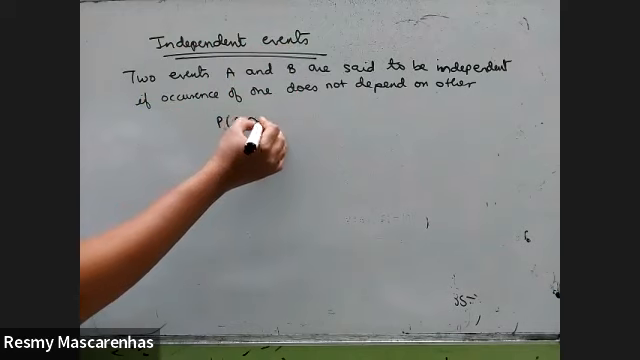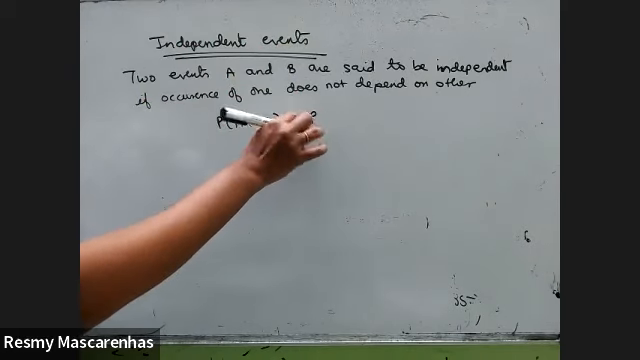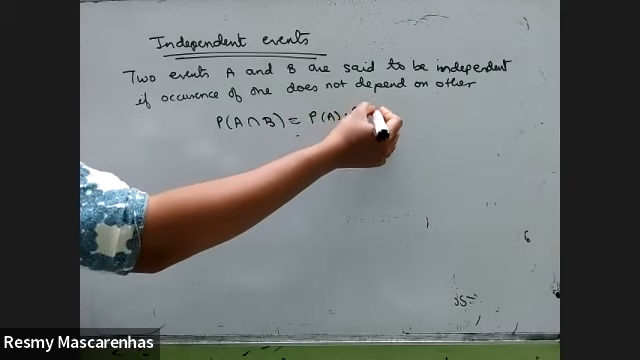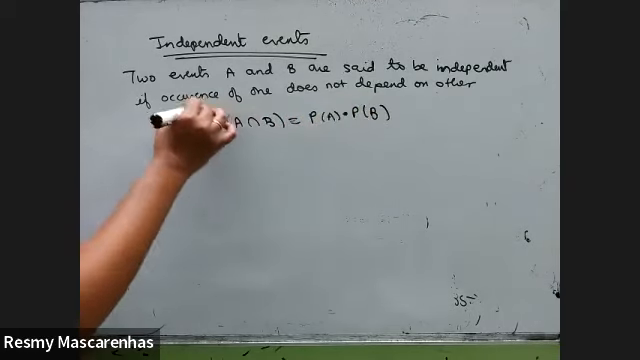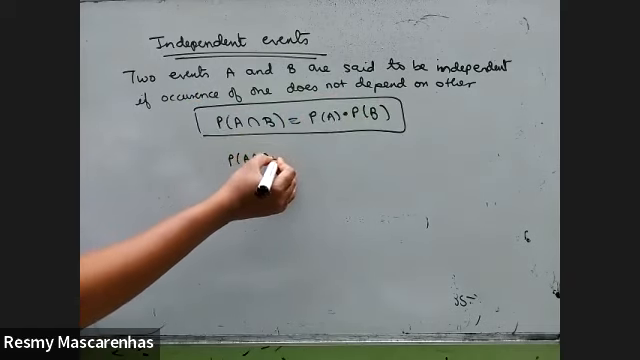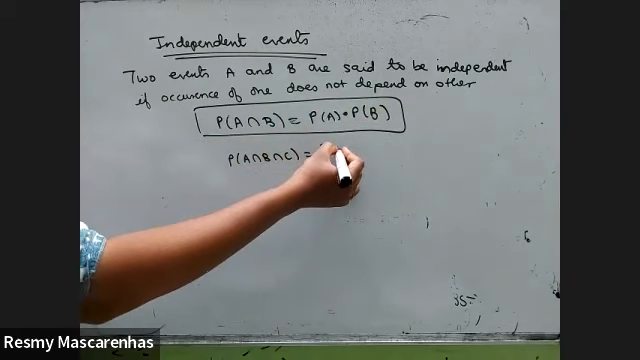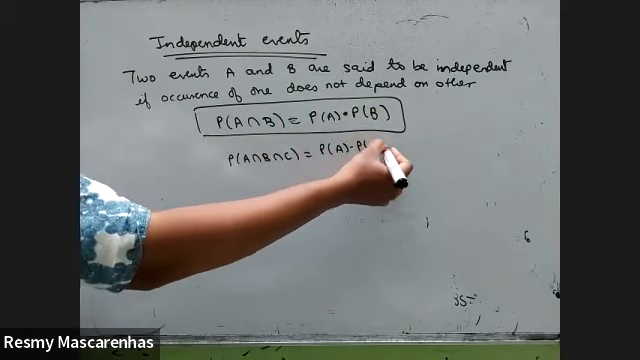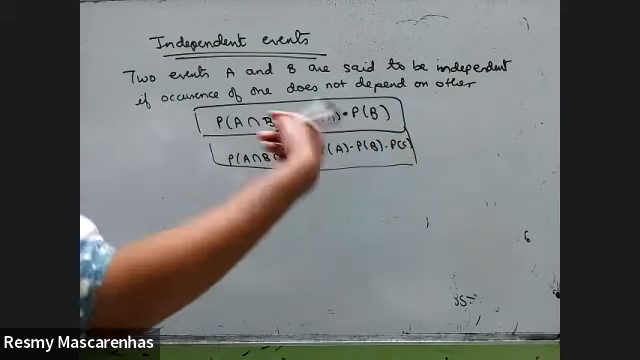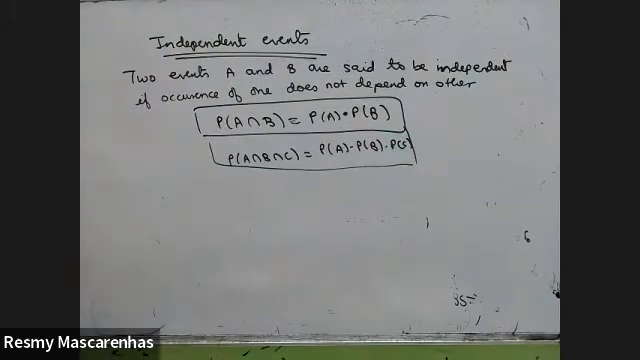And for them, the formula is direct multiplication. P of A intersection B equals P of A into P of B. If you have three events, then it will be like this, and so on. If you have four events, it would work for four events. Intersection means always multiplication type.